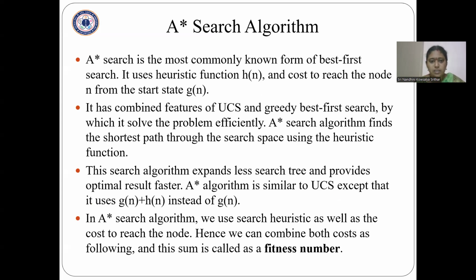Next one is A star search. In this algorithm, we have to bother about both the heuristic function and g of n, that is the path cost function. So in this, we have to add both numbers and then find the solution of the problem.